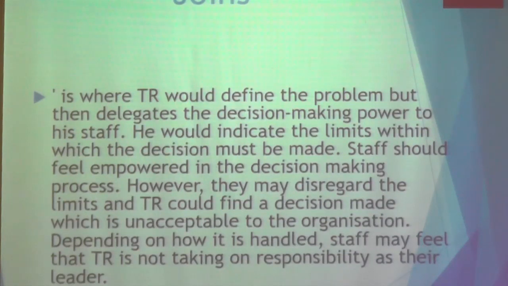Joining is where TR would define the problem, but delegate the decision-making power to his staff. He would indicate the limits within which the decision must be made. Staff should feel empowered in the decision-making process. However, they may disregard the limits of TR, who could find a decision made which is unacceptable to the organization. Depending on how it is handled, staff may feel that TR is not taking any responsibility. That's the bad side of joining.